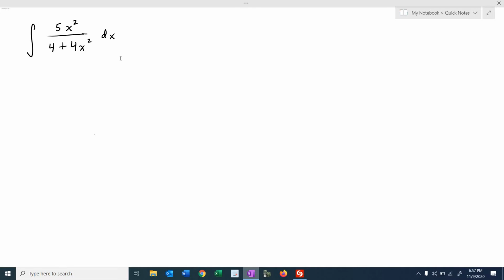Now at first, you might think to use some kind of quotient rule. But remember, for antiderivatives, there isn't a quotient rule like there is for derivatives. So we can't appeal to a quotient rule. So what we're going to do instead is we're going to factor this 4 out of the bottom. And that's going to leave us with 1 plus x squared. Now, the reason I'm doing that is because we can then pull this 5/4 outside the antiderivative operator since it's a constant.